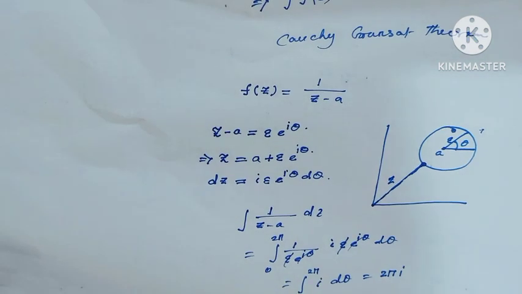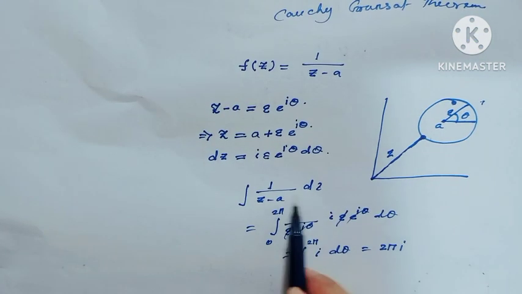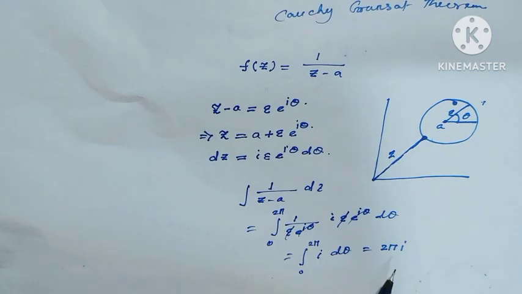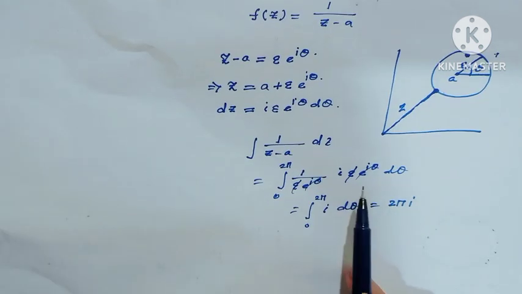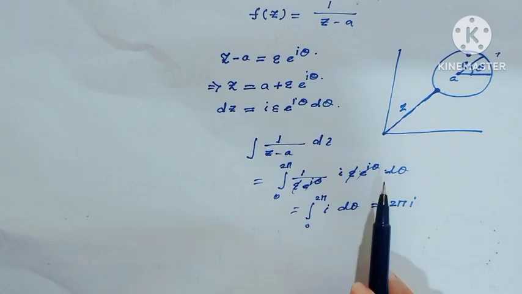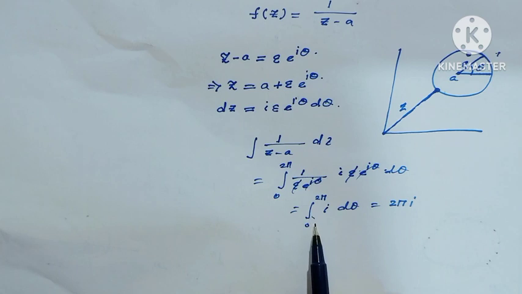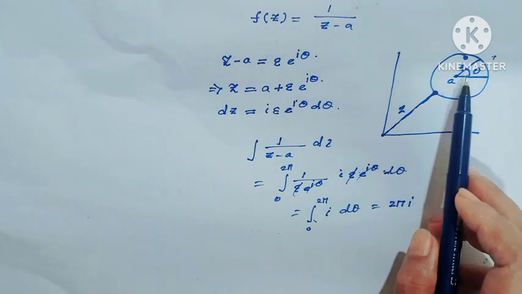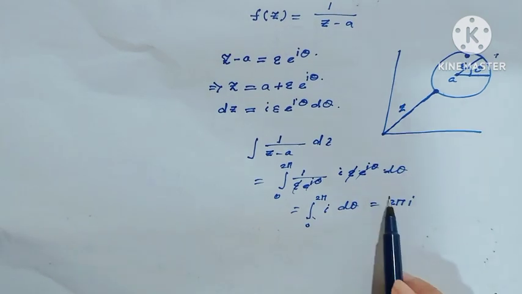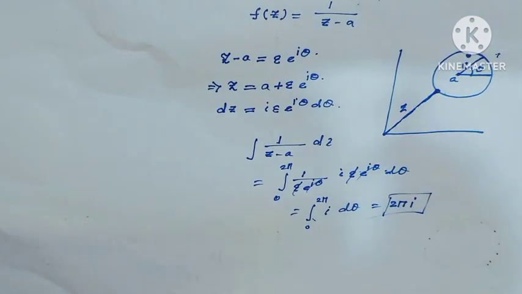Now put the value in 1 over z minus a dz. Z minus a means epsilon e to the power i theta, and dz means i epsilon e to the power i theta d theta, so just omit this part. Then the integration, with theta varying from 0 to 2 pi, gives the value 2 pi i.